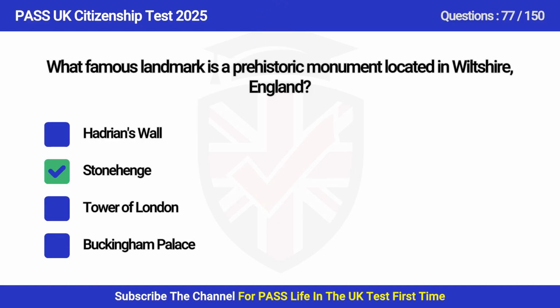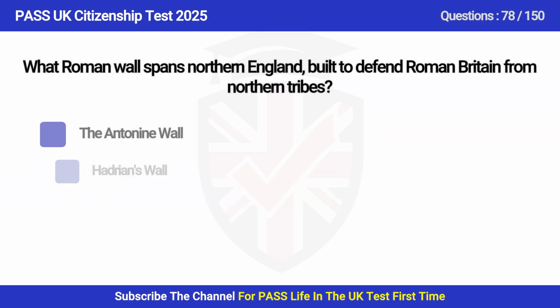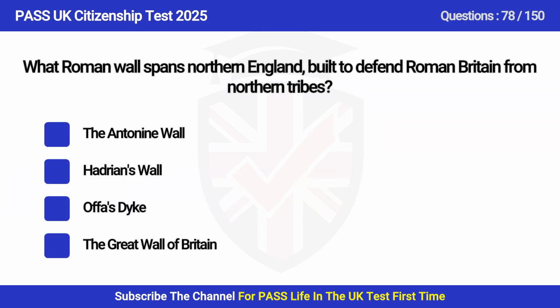Answer is B. Stonehenge. Stonehenge is a prehistoric monument consisting of a ring of standing stones, dating back to 3000 to 2000 BC. Question 78. What Roman wall spans northern England, built to defend Roman Britain from northern tribes?